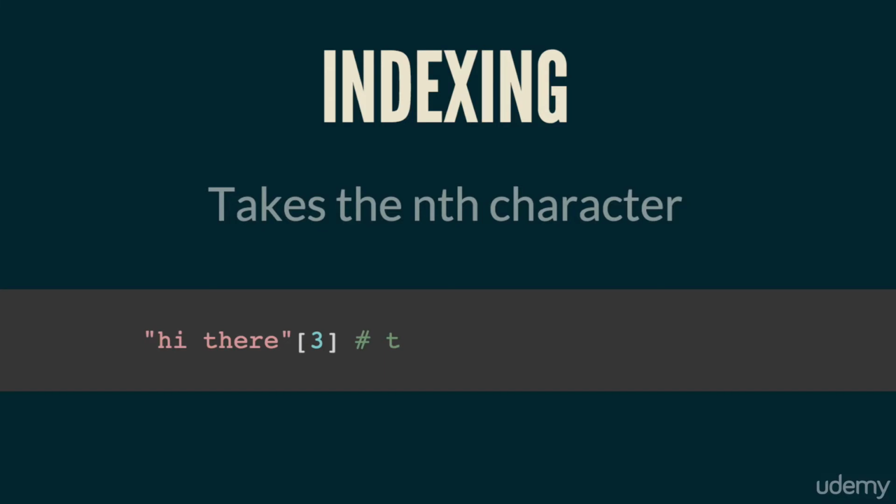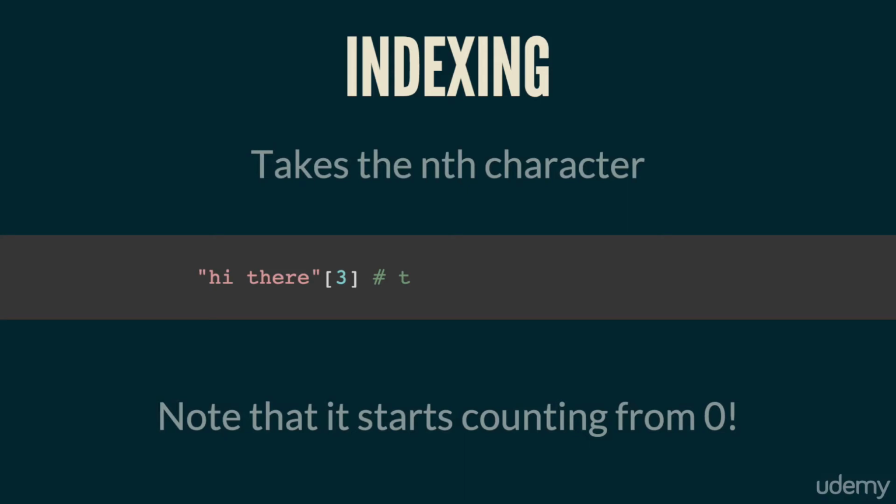To access a character in a string, we can use the square brackets. Put a number inside the brackets, and that will give us one of the characters inside that string. So in this example, we have the string "hi there", and we're trying to access the character at position 3. We get the result t.